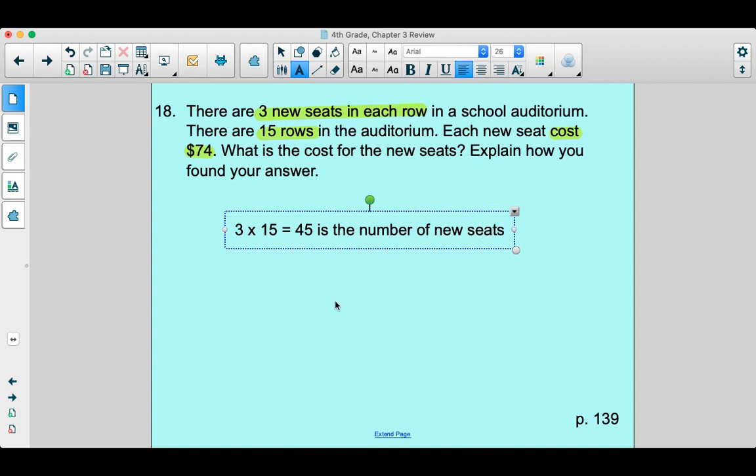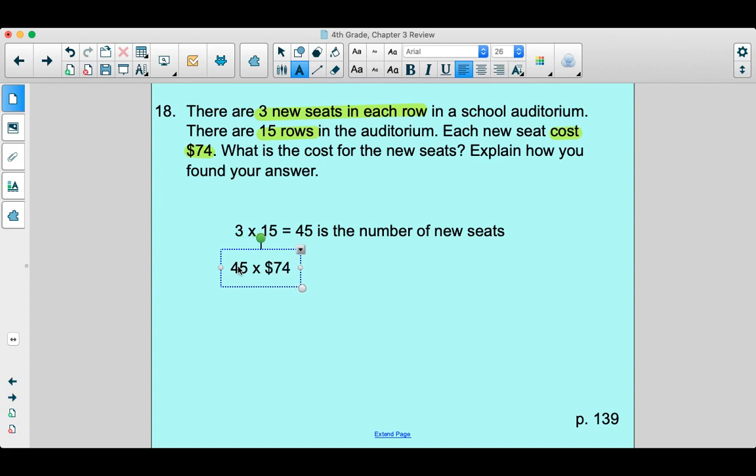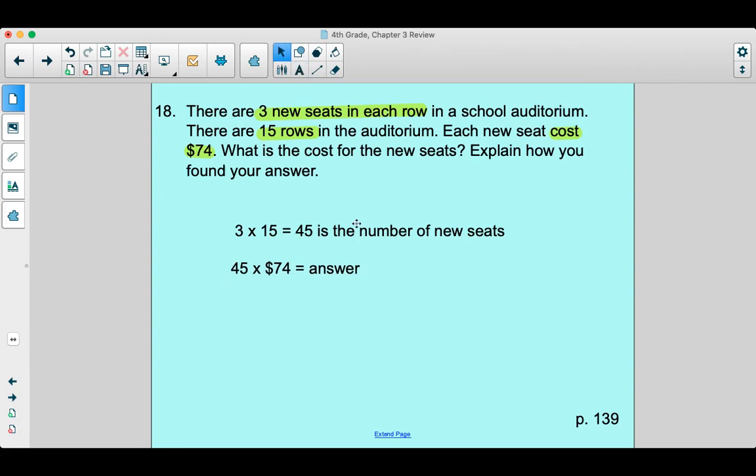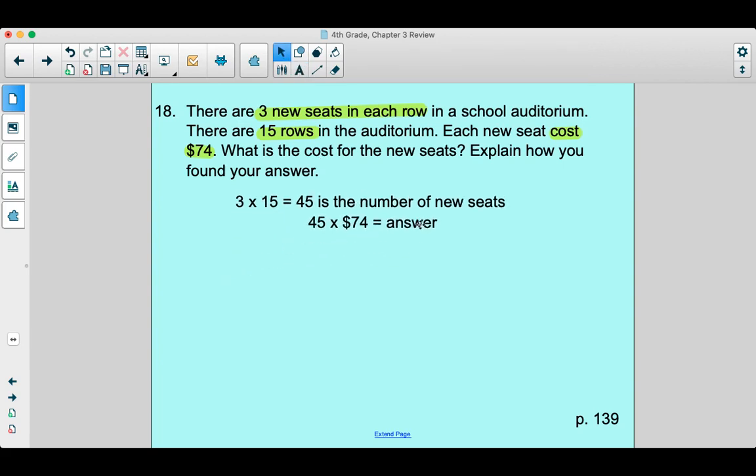So, does that tell us our answer? Not yet. Each new seat costs $74. So now we have to do 45 new seats times $74. And that will give us our answer. Okay, so how are you going to do this? How are you going to break up 45 times 74?